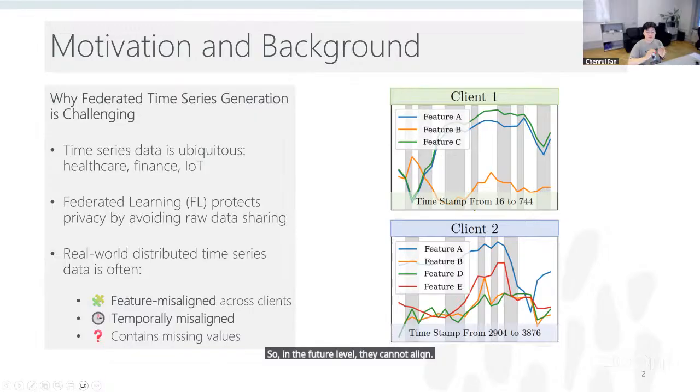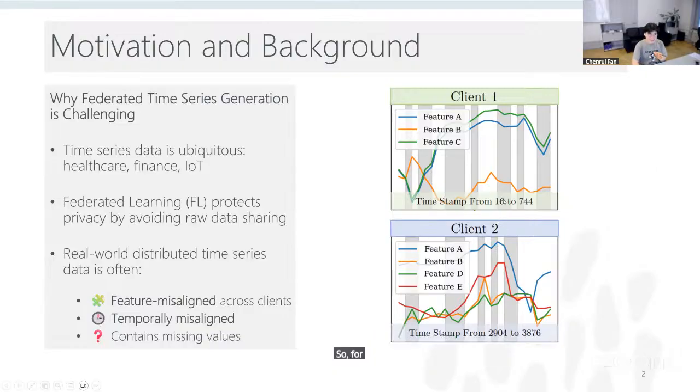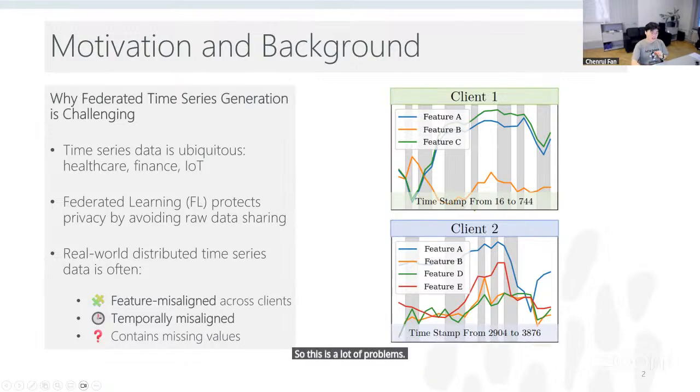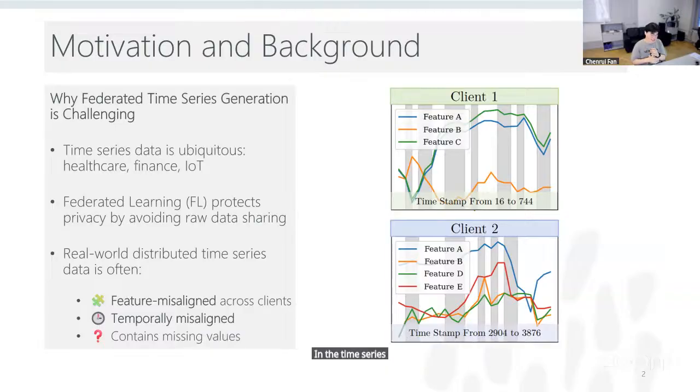Second, temporal misalignment is common because clients collect data over different time periods or at different sampling rates. For example, here client 1 covers 16 to 744, but client 2 covers 2000 to 3000, and so on. So this is another problem. Finally, there are missing values due to sensor failure, which is very common in time series. So this is very different from tabular data.